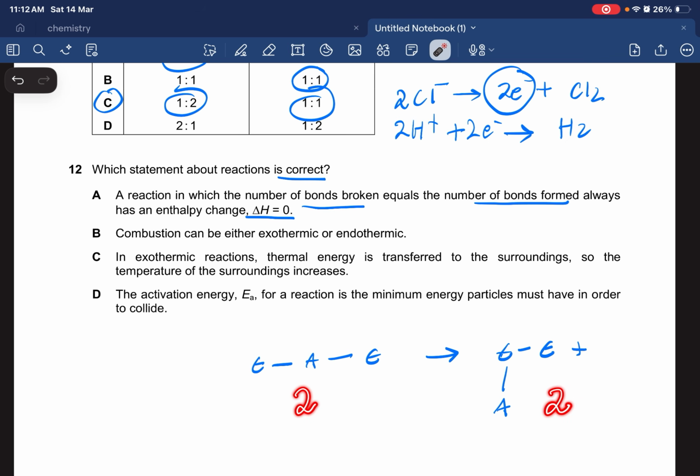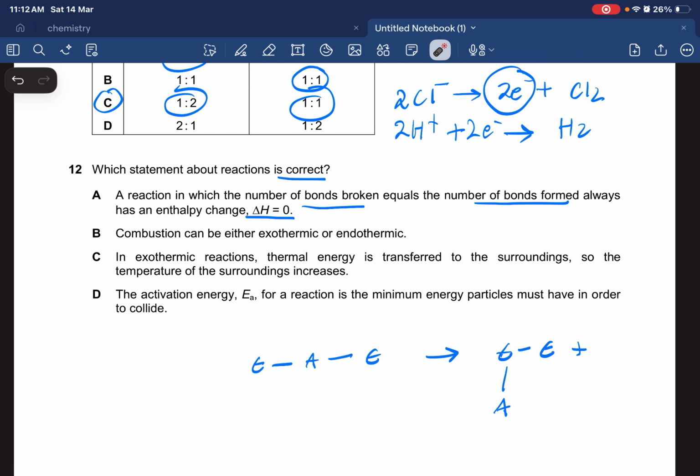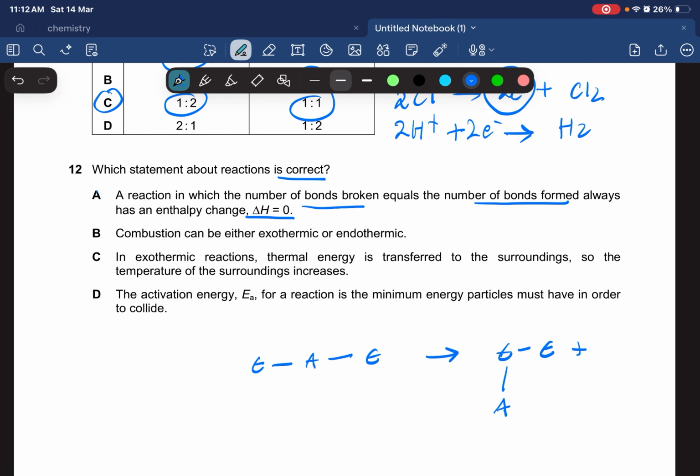But the problem is that there's a difference. The enthalpy change for this reaction cannot be 0. Why cannot it be 0? Because the bonds that you're breaking and the bonds you're forming are not of the same type. You're breaking EA but forming EE. You get it? What's happening over here? So it is not the number of bonds that matter. It's the type of bonds. Okay? So that's why option A doesn't make sense.